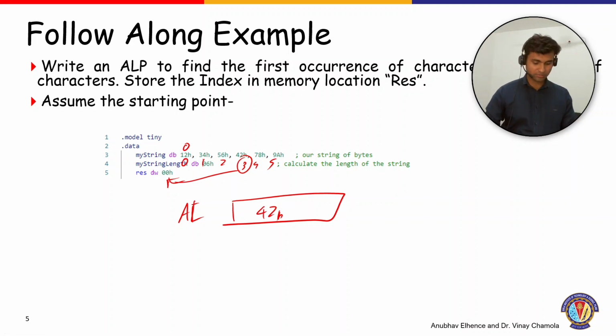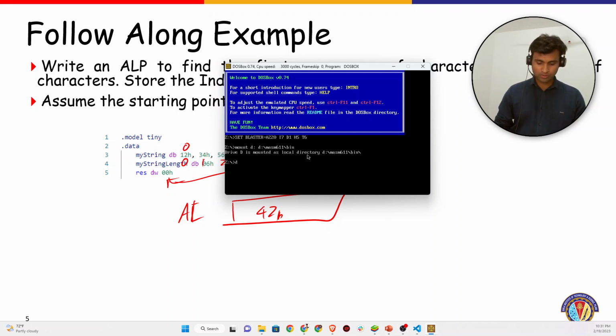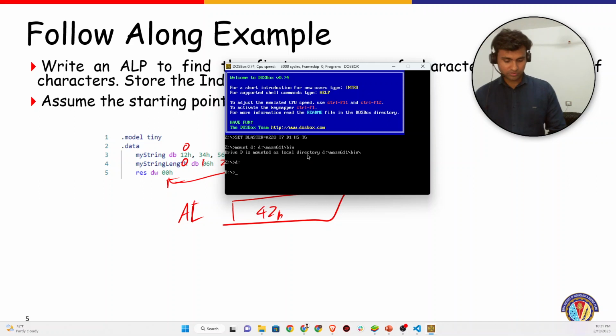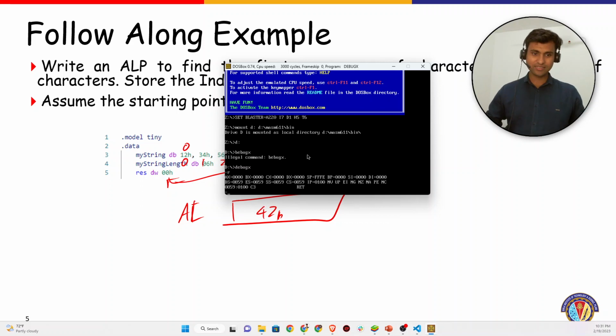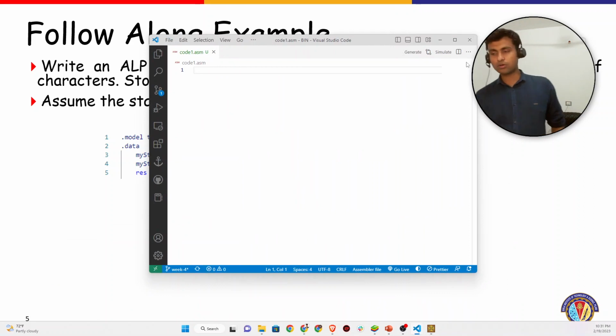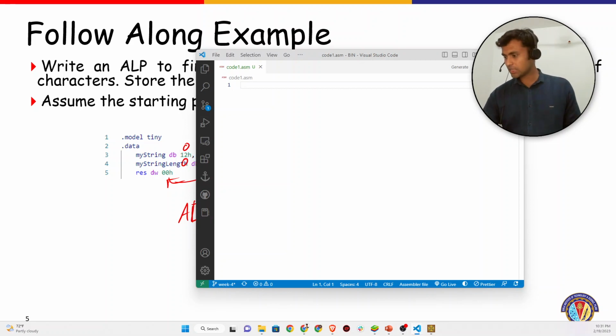All right, so let's begin first of all by opening our DOS box, mount d colon masum 611 bin. All right, and quickly let's check whether debug x is working or not. It's debug x, not debug x. So it's working. Let's open our VS Code, and let's type this out.